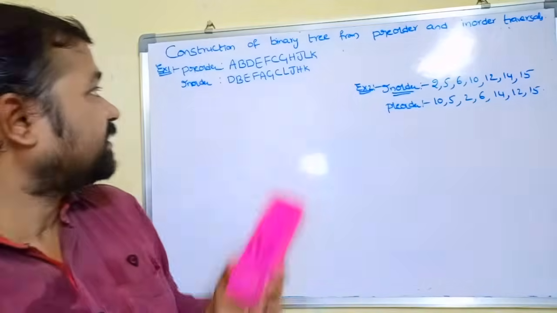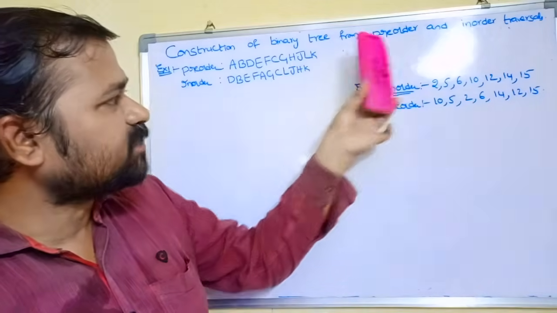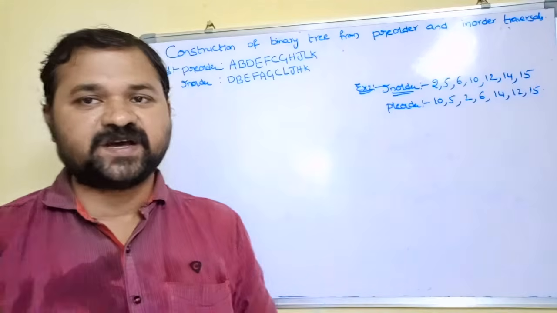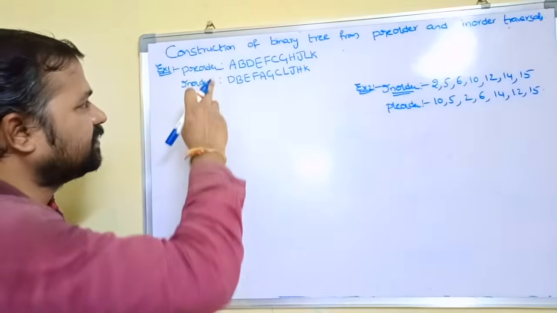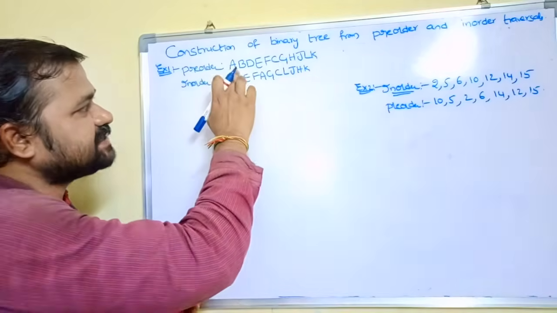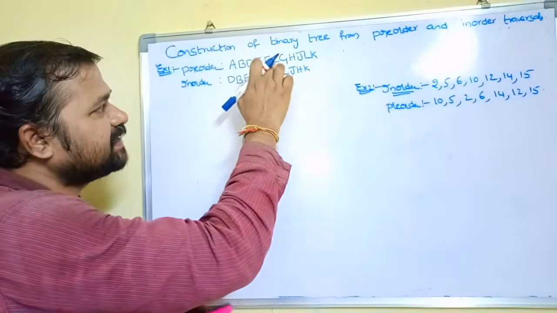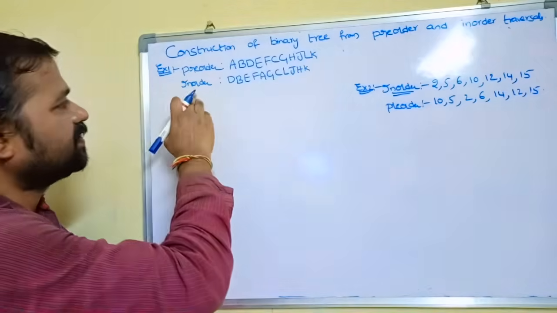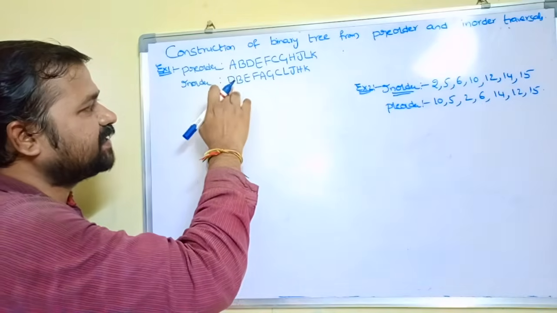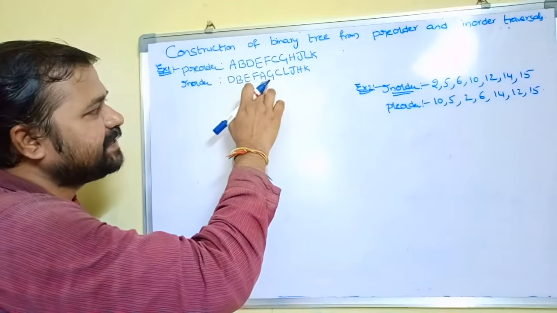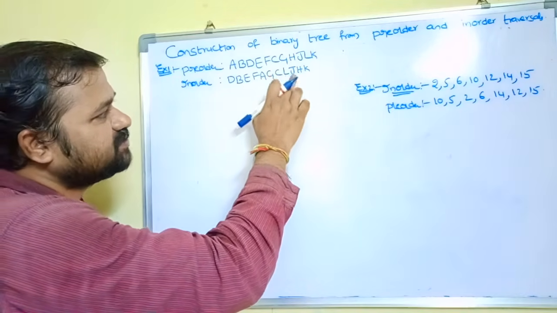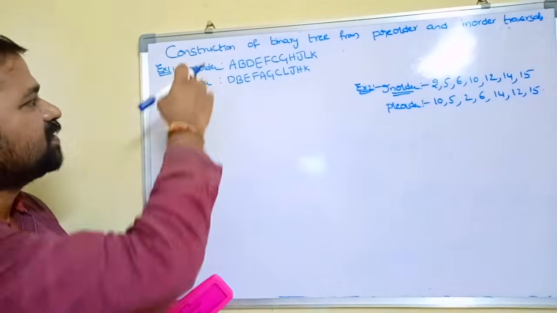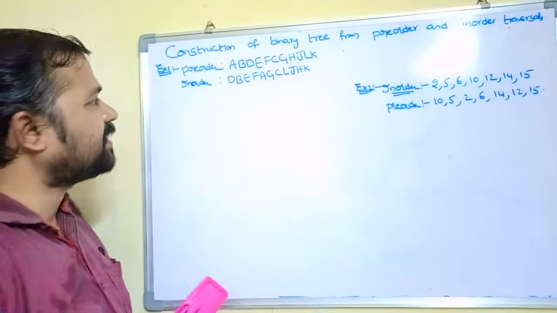Now let us construct a binary tree from preorder and inorder traversals. Here we have three examples. Let's see example 1. Let the preorder traversal be A, B, D, E, F, C, G, H, J, L, K, whereas the inorder traversal is D, B, E, F, A, G, C, L, J, H, K. So now we have to construct the binary tree from the preorder as well as the inorder traversal.